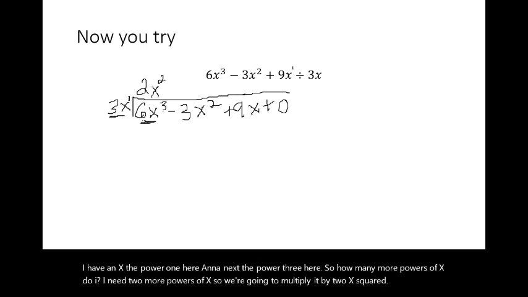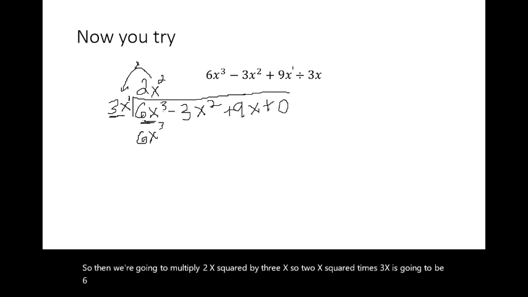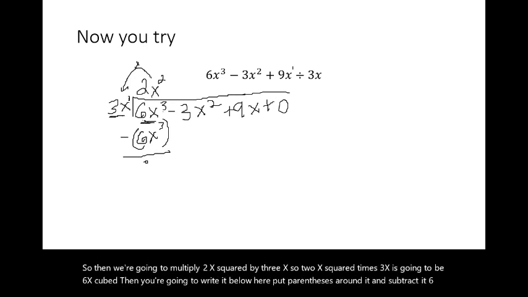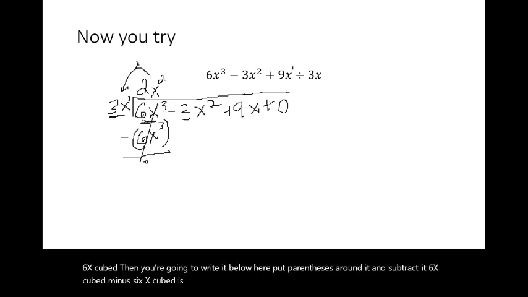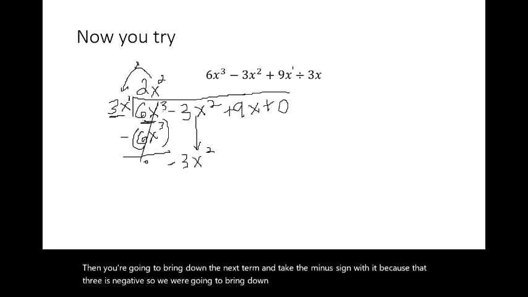So then we are going to multiply 2x squared by 3x. So 2x squared times 3x is going to be 6x cubed. Then you're going to write it below here, put parentheses around it, and subtract it. 6x cubed minus 6x cubed is 0. Then you're going to bring down the next term and take the minus sign with it because that 3 is negative. So we're going to bring down a minus 3x squared.